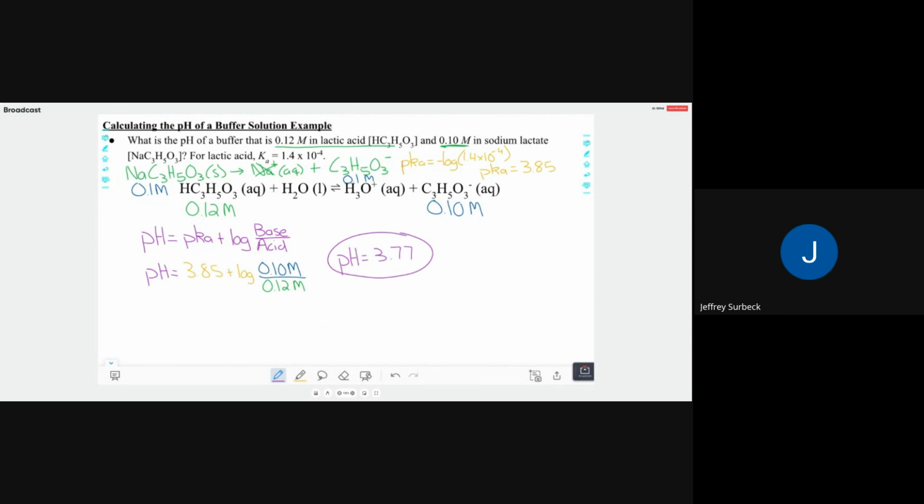And then I want you to think about this. A pH of 3.77, is that smaller or larger than the pKa value of 3.85? Smaller. So a smaller number on the pH scale, do we get more acidic or more basic? Acidic. Think about this: 0.12, our acid, is bigger than 0.10, our base. So it should make sense why all these numbers work out. Questions? All right.